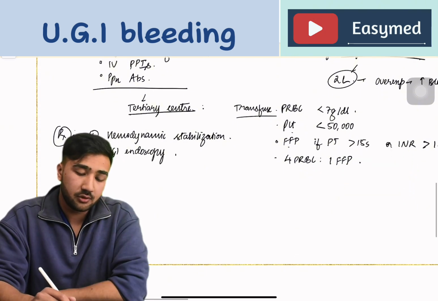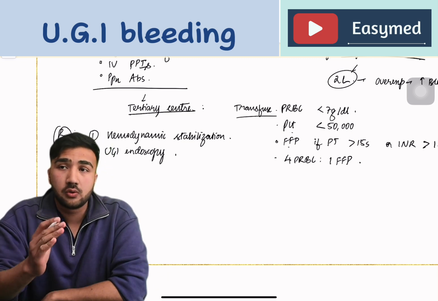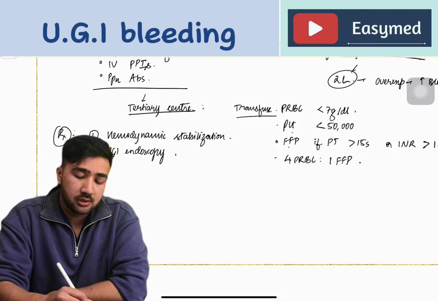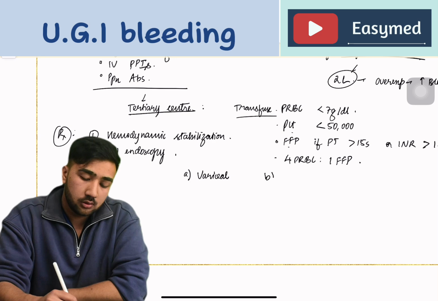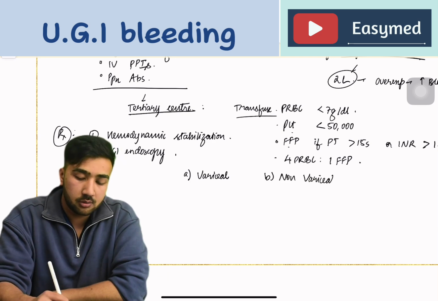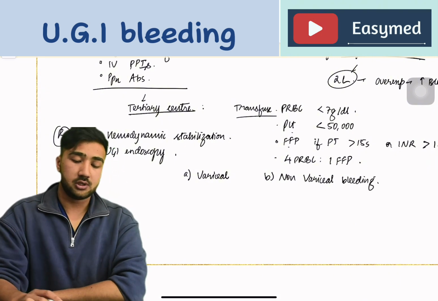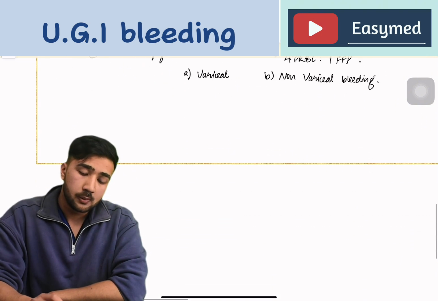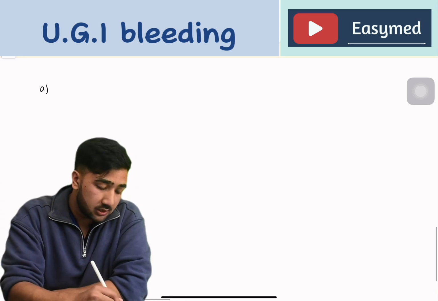Now, after doing the hemodynamic stabilization, and once we get to know the idea whether it is A, variceal bleeding, or B, non-variceal bleeding, यतिको चाहिँ हामीलाई idea हुन्छ after doing all the history, examination and investigations. So now we will do first the treatment of non-variceal bleeding.